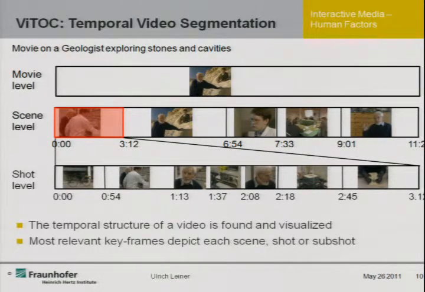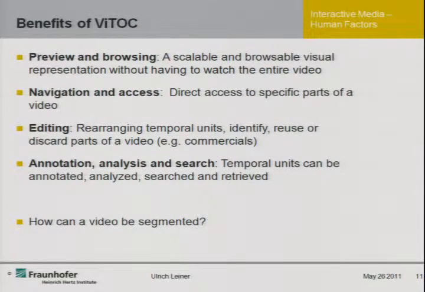So the temporal structure of a video is found and analyzed, and the most relevant keyframe serves as a representative for that part of the movie. Where can you apply this? It makes browsing so easy. You have a preview, and you save a lot of time by not going through the whole video, since you have this kind of preview, at least visually. Or you could do editing. You know exactly the temporal units. You can shift them, delete them, rearrange them. It's great to use.